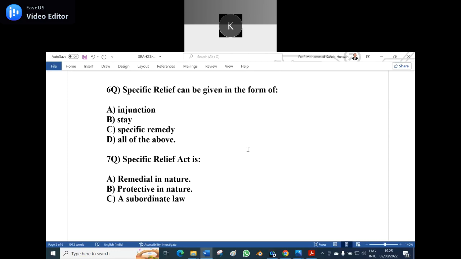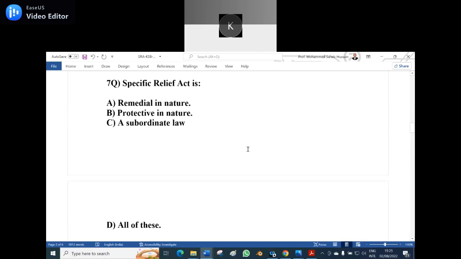Seventh question, the Specific Relief Act is: A, remedial in nature; B, protective in nature; C, subordinate law; D, all of the above. Option D, all of these.